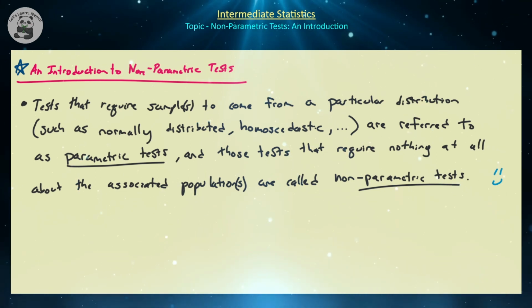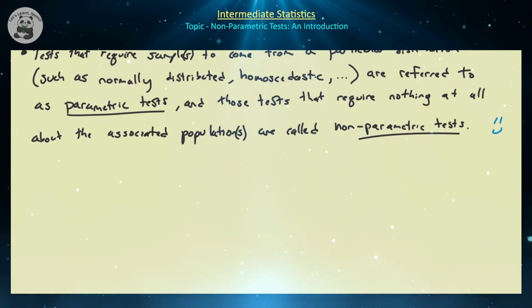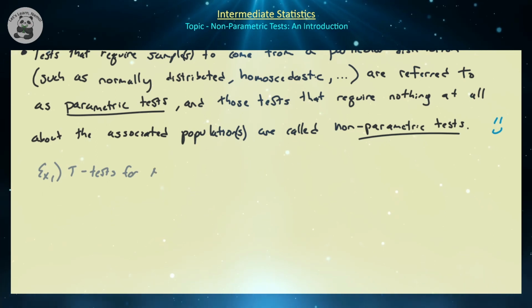But if we do not require anything about the population that we're sampling from when we're conducting a hypothesis test, then this type of hypothesis test is known as a non-parametric test. Let's go through a couple examples of parametric and non-parametric tests that you probably have already worked through, or maybe even heard of on the non-parametric side. So the first couple examples probably should be very familiar to you, and that would be the family of t-tests for a mean or two means, right?